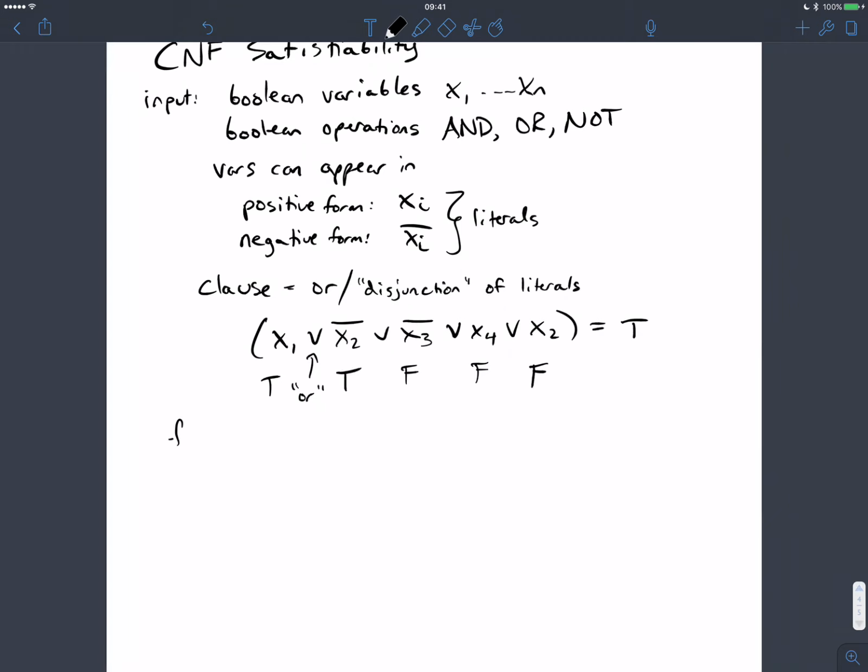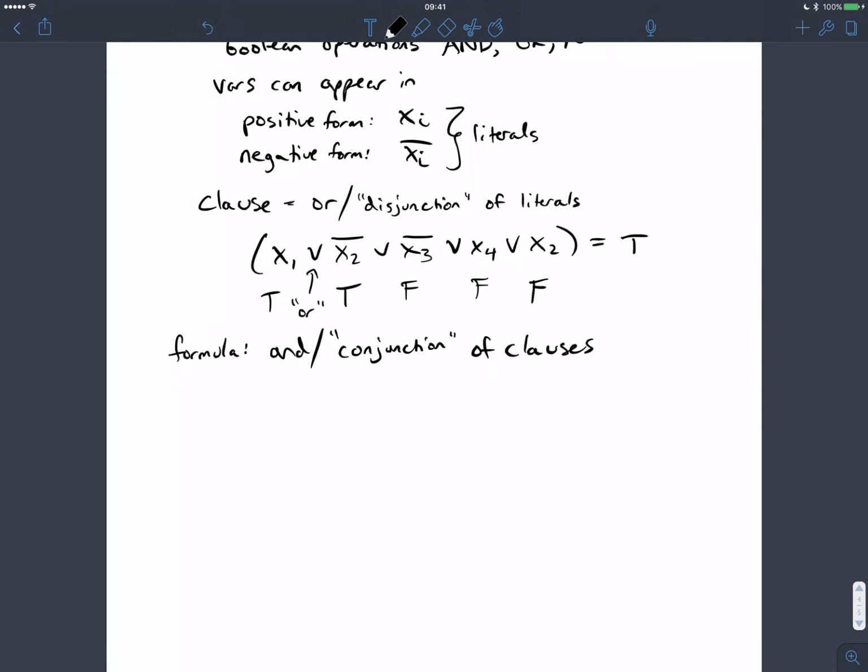And last one, I think. A formula is an AND of or what is called a conjunction of clauses. And I don't restrict how short or long each individual clause is, and I don't restrict how many ANDs of clauses I'm going to do. So let's look at an example.